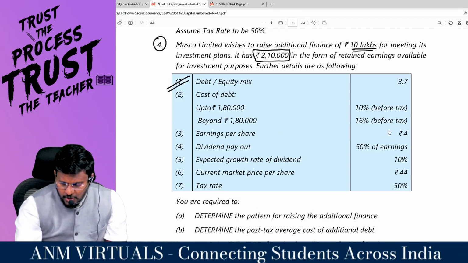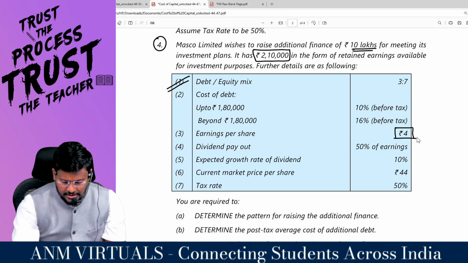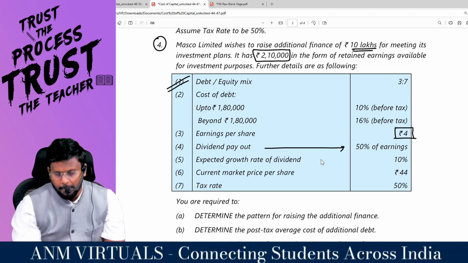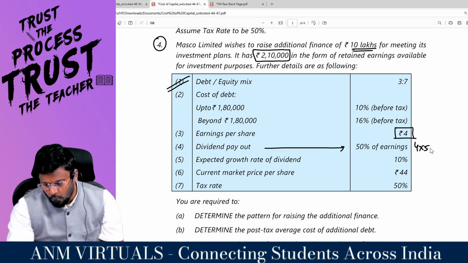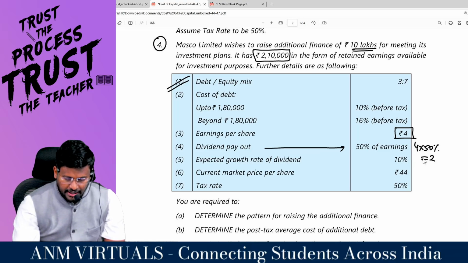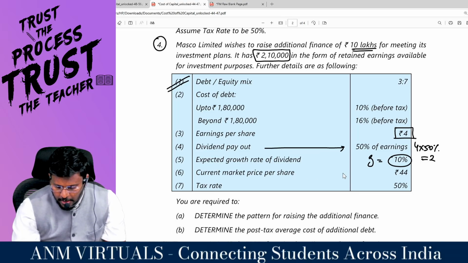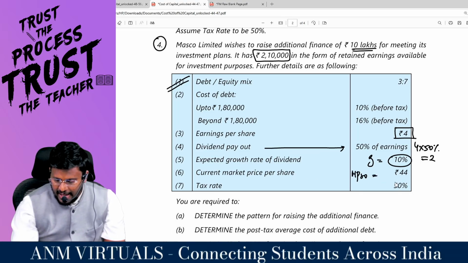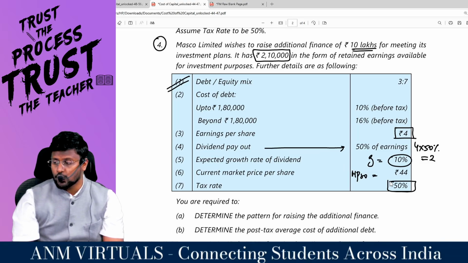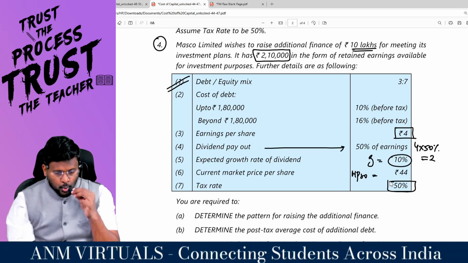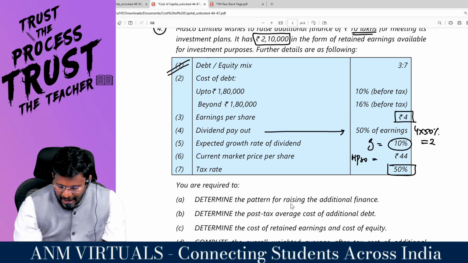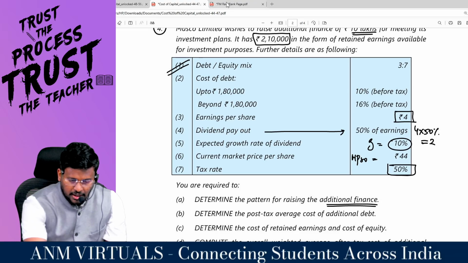Earnings per share is 4 rupees. That is the EPS. Dividend payout ratio will be 50% of earnings. So 4 into 50% will be 2 rupees, which is the DPS. Expected growth rate G is equal to 10%. Current market price, that is MPS 0, is equal to 44, and tax rate is 50%. It will be useful for the debt KD. You are required to determine the pattern for raising the additional finance.